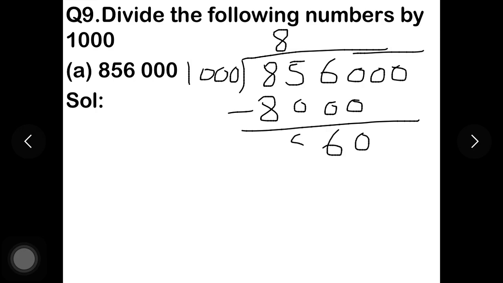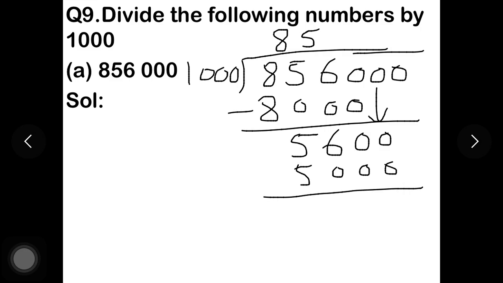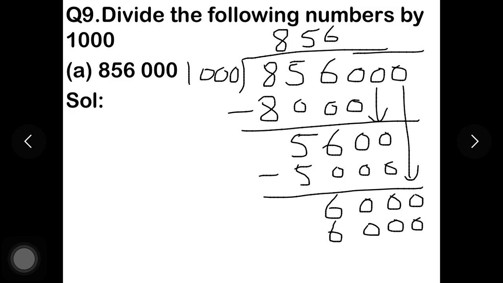0, 6, 5. Next digit is 0. 1005 are 5000. Now we will subtract 0, 0, 6. Next digit is 0. 1001 is 1000, 1002 are 2000, 1003 are 3000, 1004 are 4000, 1005 are 5000, and 1006 are 6000. And the remainder is 0. And the answer of part A is 856.